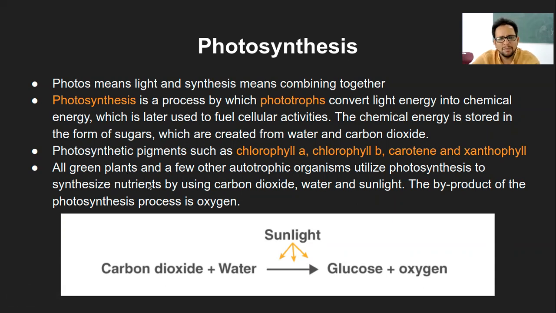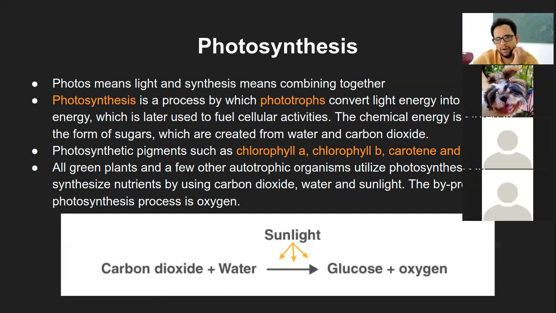Now, this is again a commonly known fact that all the green plants and a few other autotrophic organisms utilize photosynthesis to synthesize nutrients using carbon dioxide, water, and sunlight, and the byproduct is oxygen. It also says green plants and a few other autotrophic organisms. Does anyone know what this means? What are these autotrophic organisms? Oh, you have studied autotrophs? Perfect. So Tanisha said, autotrophs are those who synthesize their own food on their own.